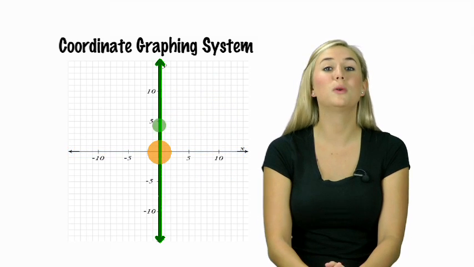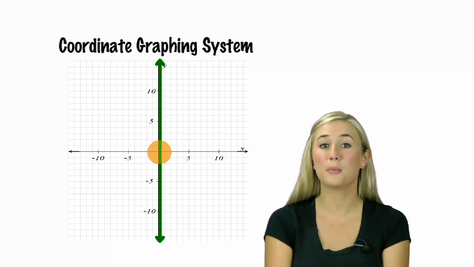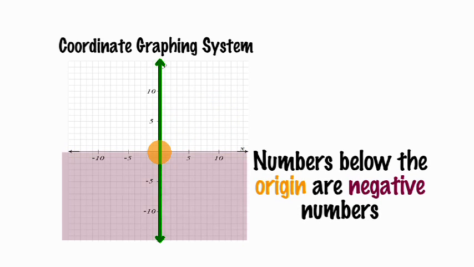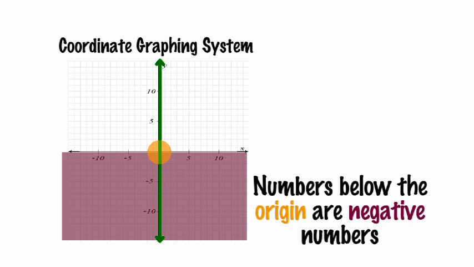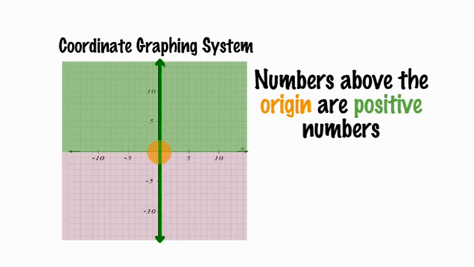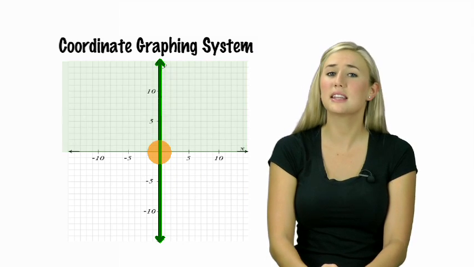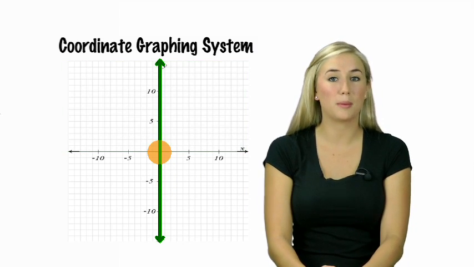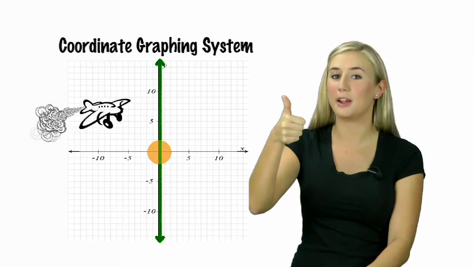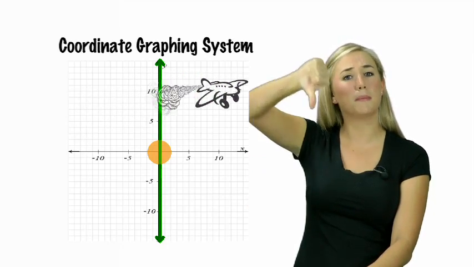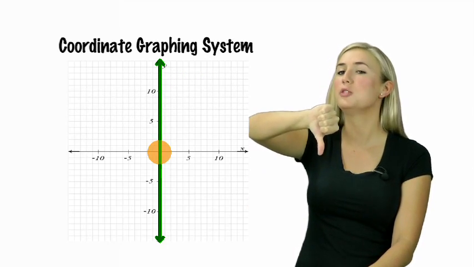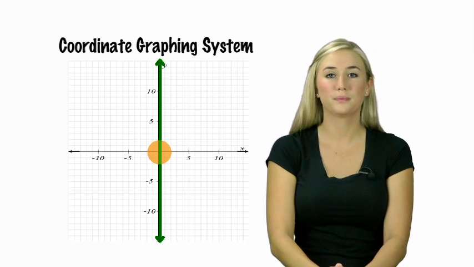The y-axis rises to the sky, and the points below the origin are negative numbers. And the points rising above the origin have positive y values. The y-axis is like elevation. If you are flying a plane, the higher you are, the bigger your elevation. If you are submerged in a submarine, your elevation becomes negative.